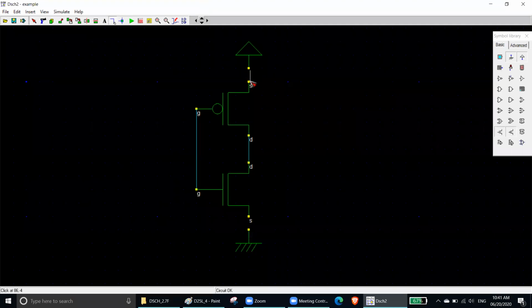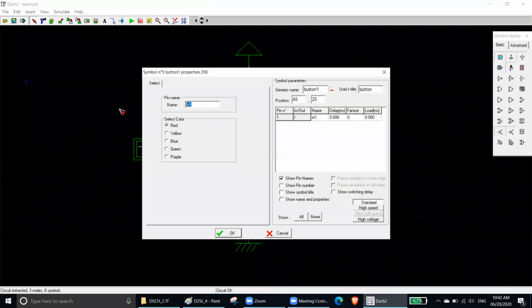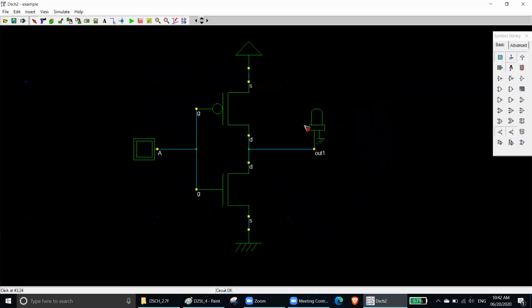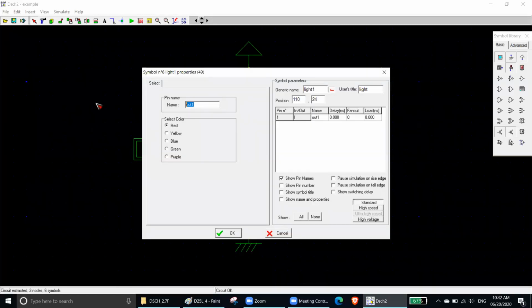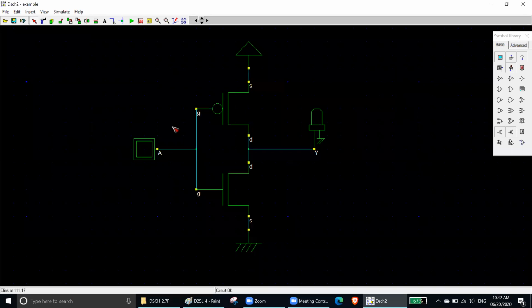Let's connect. So our input will be this one. This is our input. And our output will be this one. This is our output. See, this is the NOT gate we are talking about. So this will be A. This will be our Y. This is the NOT gate that we were talking about earlier at the beginning of our class.